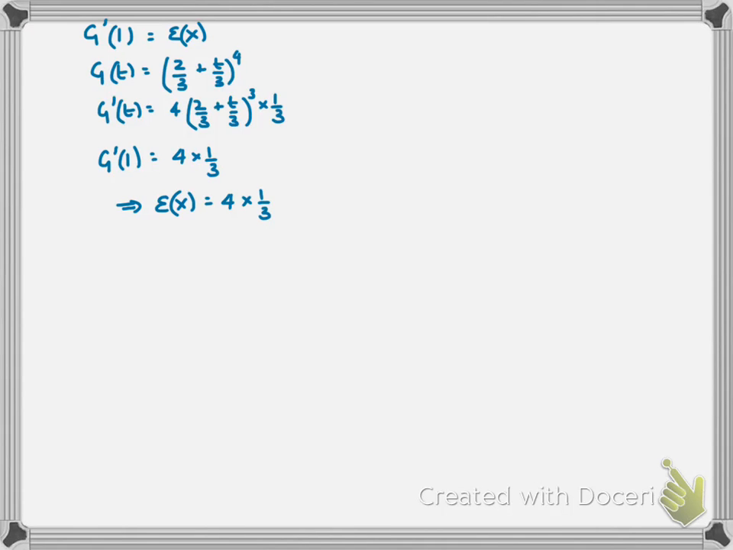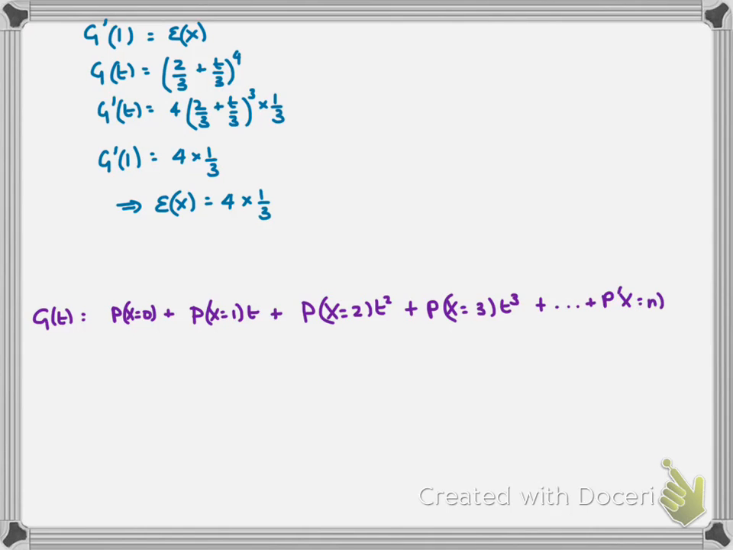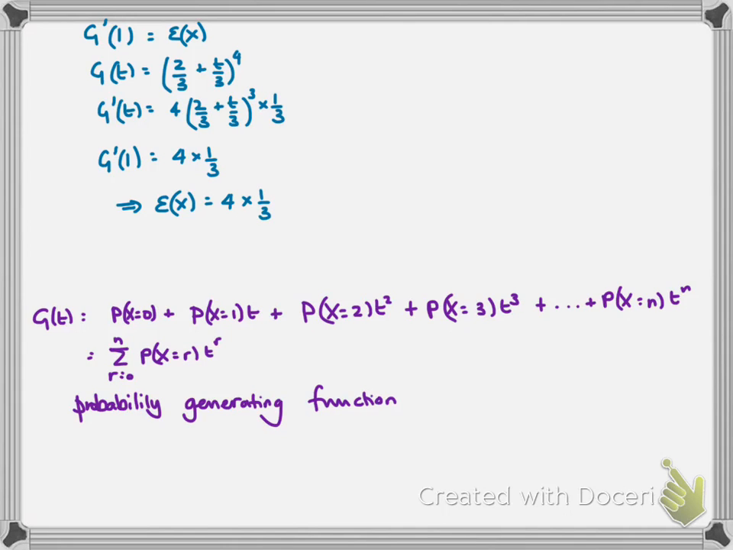And what we're going to do now is exactly the same process, but instead of using 4 and 1/3, we're going to use n and p. So we'll start off by defining our polynomial in exactly the same way, except of course there's rather more terms, so I guess we won't write them all out. And we can simplify that with our sigma notation. And that has a special name, the probability generating function.